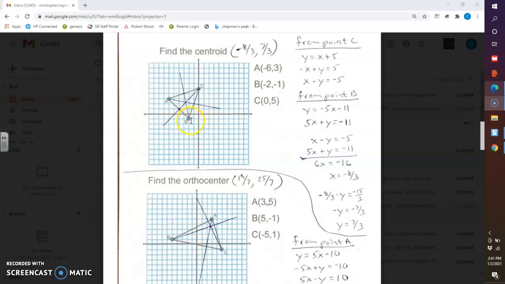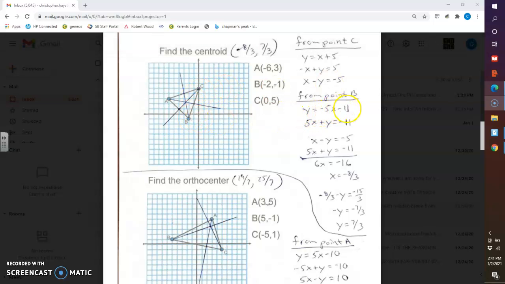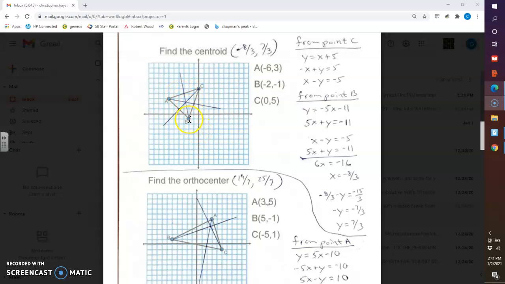So if I find the equation of the line from median C, which is right here, my slope is 1, my y-intercept is 5. So y equals x plus 5, and that turns into x minus y equals negative 5. From B, I get y equals negative 5x minus 11. The line is a slope of negative 5. So if I go down 5 over 1, I get to a negative 11 y-intercept. So y equals negative 5x minus 11.